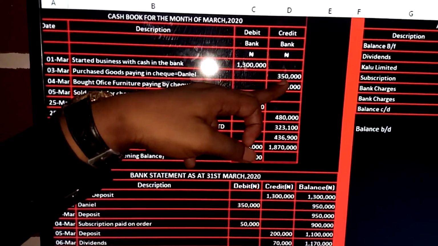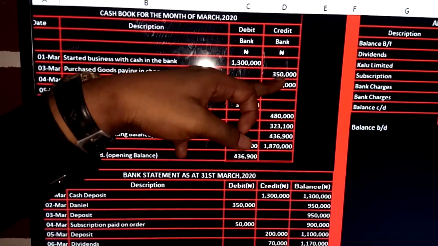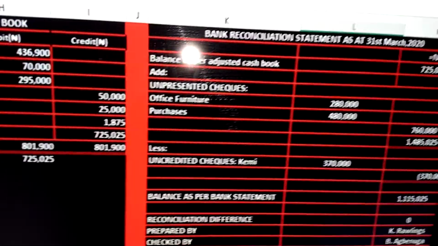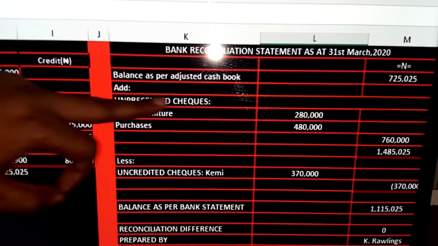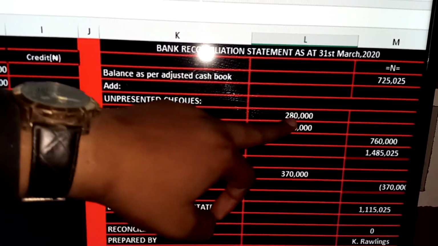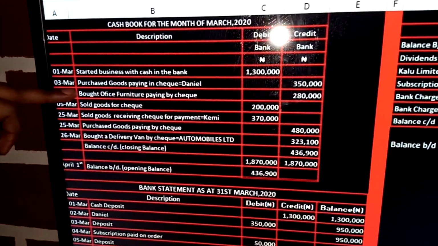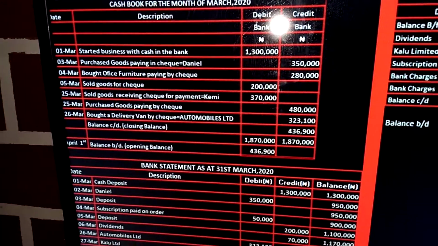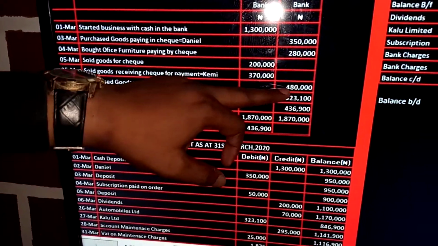So this is an undebited value or unpresented check. Items that appear in the credit side of the cash book that are not in the debit side of the bank statement as at the time of reconciliation. So we come here. Bank reconciliation. We have add unpresented checks. Office furniture, 280,000. You gave out the check, but the person has not gone to the bank to collect it. So you've recorded the payment in the cash book, but the bank has not yet recognized it in the statement. The next one is 480,000.